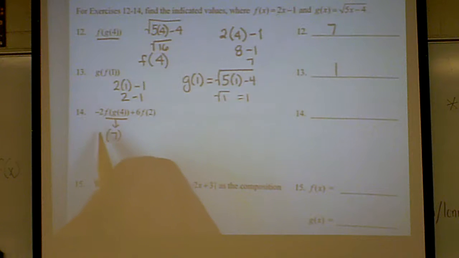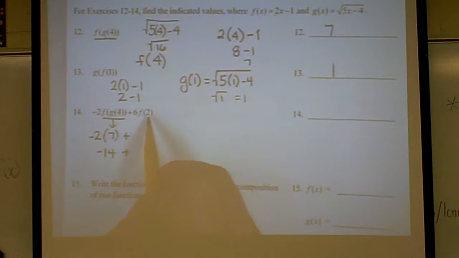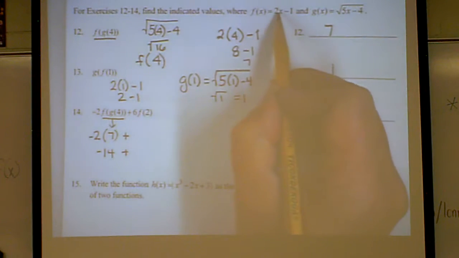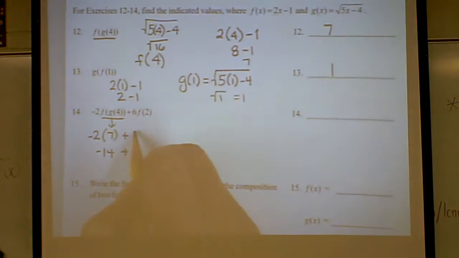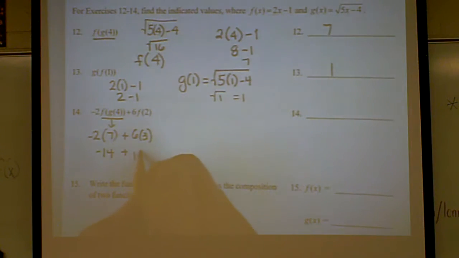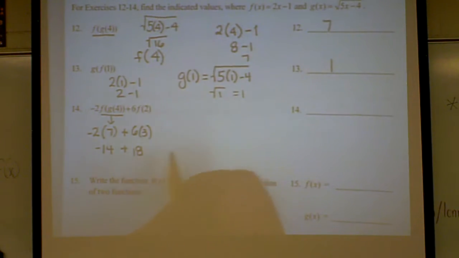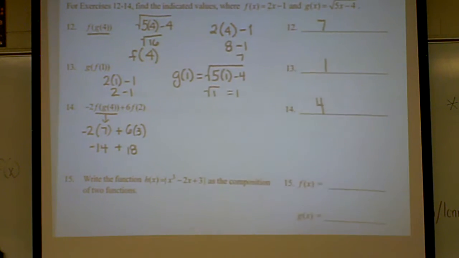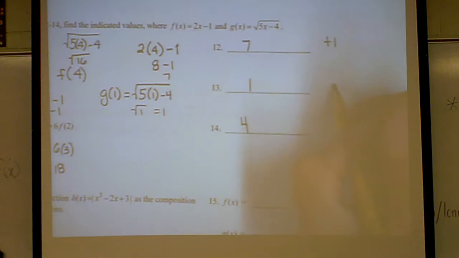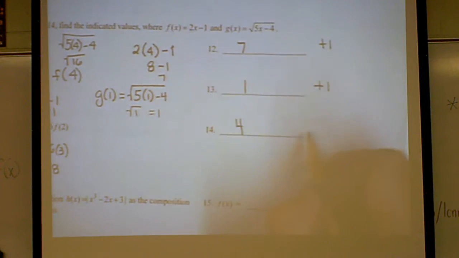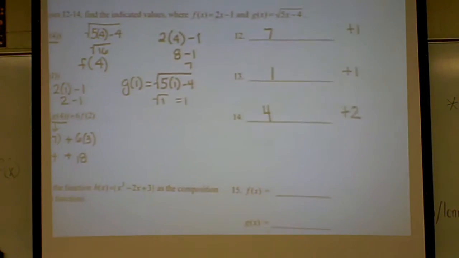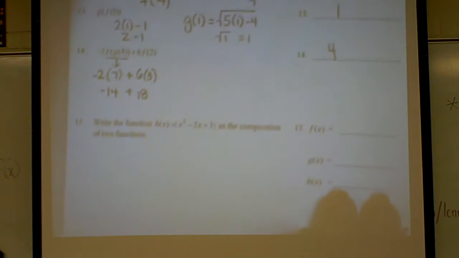So they're asking you to multiply negative 2 times 7, which is negative 14. Then you're going to add f of 2. Plug 2 in here. 2 times 2 is 4. 4 minus 1 is 3. So 6 times 3 is 18. And negative 14 plus 18 is 4. These were each worth 1 point, except I gave 2 points for this, for the degree of difficulty.